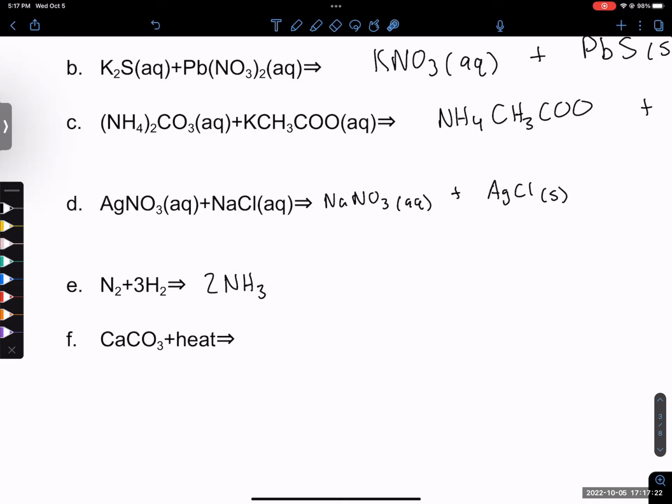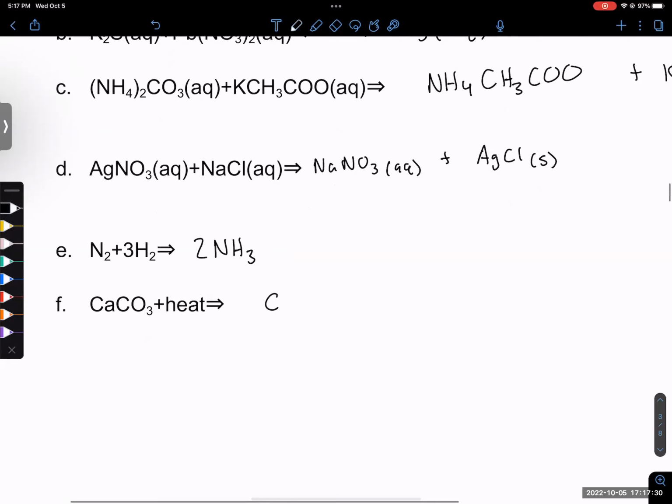And lastly, calcium carbonate reacting with heat. Oxide and carbon dioxide. This is something we saw in class, I believe. So calcium oxide is produced and then carbon dioxide. What is carbon dioxide, aqueous, solid, liquid, gas? Yep, gas. And calcium oxide, is that going to be aqueous? It's a solid. It's forming a salt.